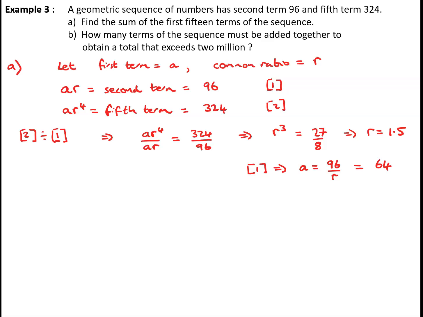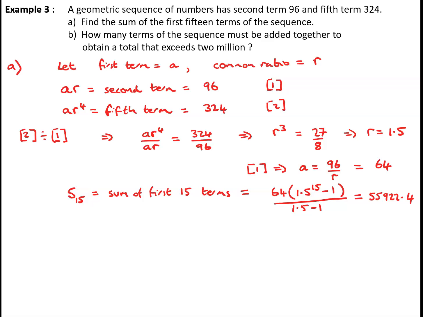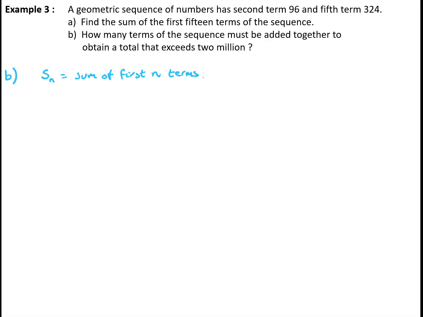We're looking for the sum of the first 15 terms of the sequence. We know that the sum of the first n terms of a sequence with common ratio r and first term a is given by a times r to the n minus 1 over r minus 1. So in this case, S15 is going to be 64 times 1.5 to the power 15, take away 1, over 1.5, take away 1, which gives me 55,922.4 as the sum.